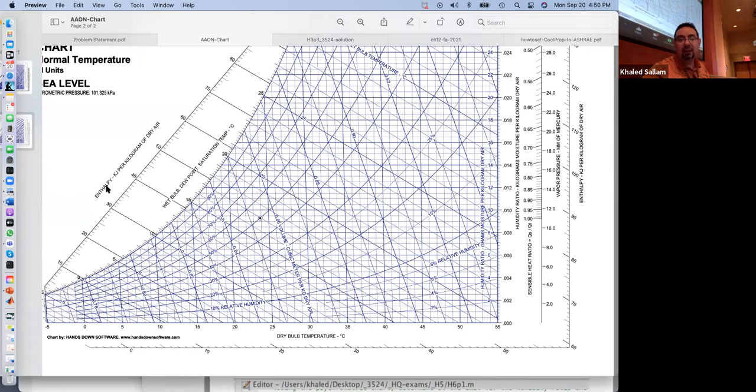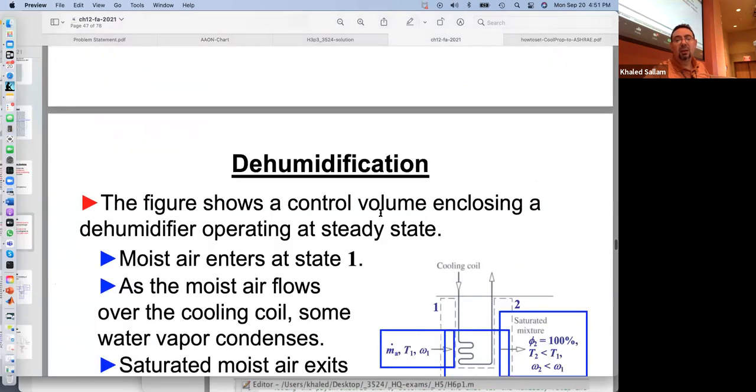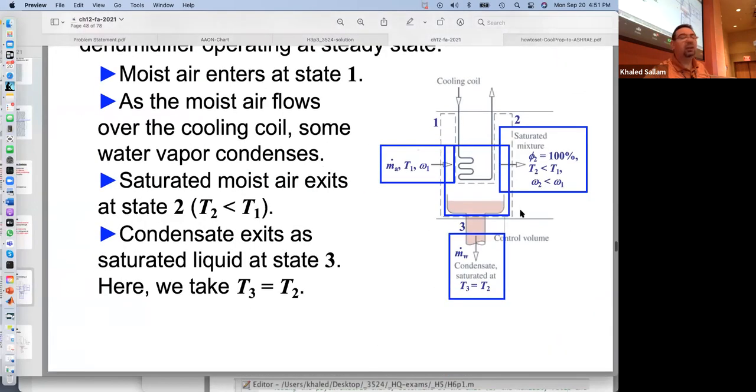0.022, and at 20, I'll be like this, 0.015. That is kilogram water per kilogram dry air. So multiply this by m dot air, and that will be how much water is dripping in the collecting tray over here. You just open the valve and that water will flow. Okay? So this is the mechanism by which they can reduce the water.